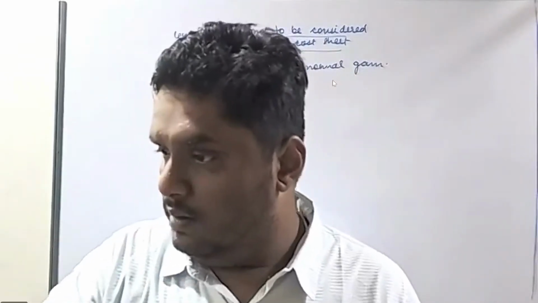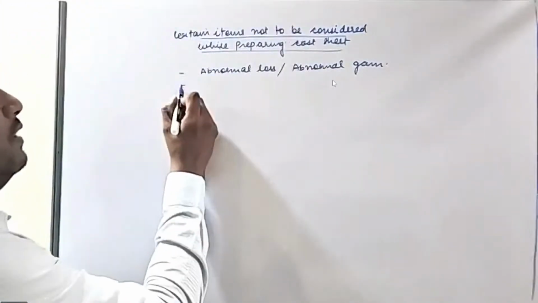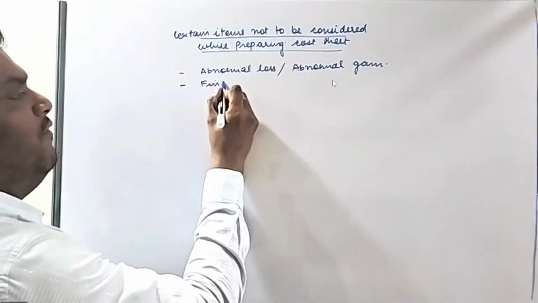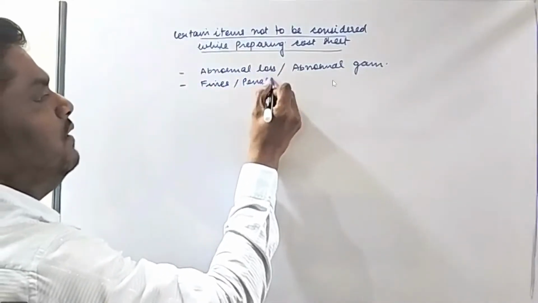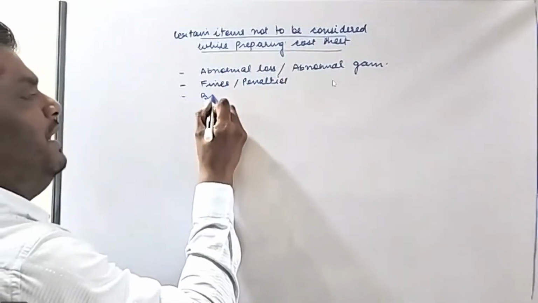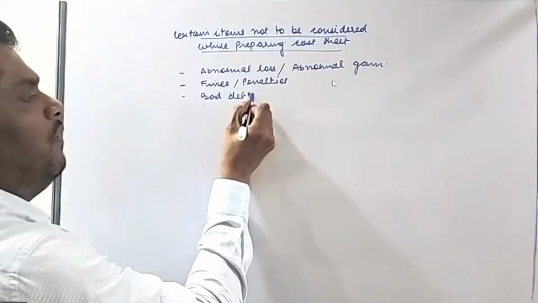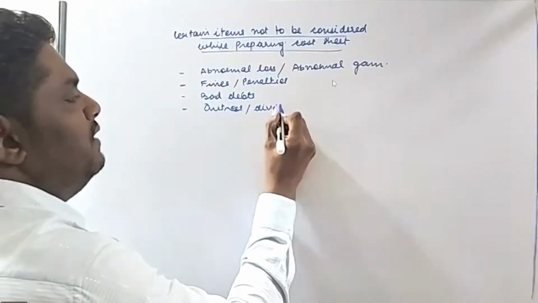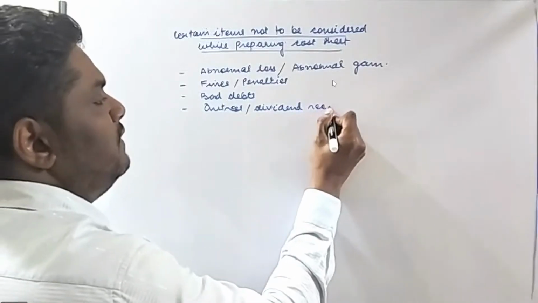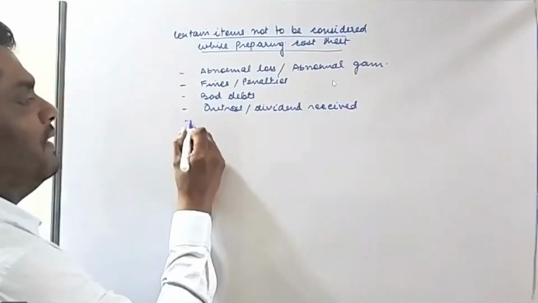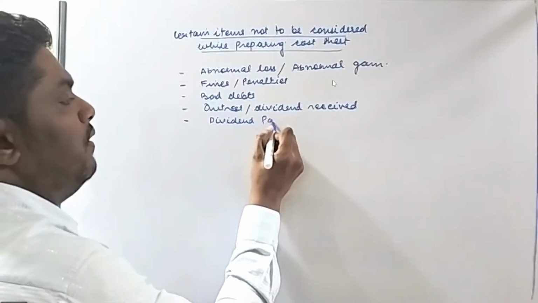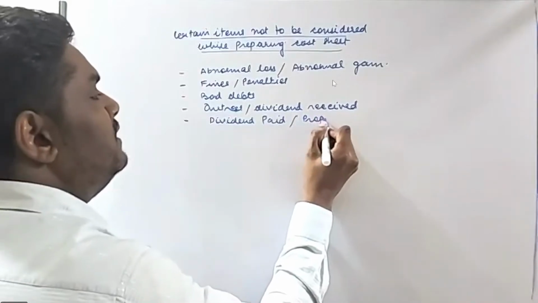So fines and penalties. Very good. Again, any sort of fines and penalties is covered under abnormal costs. Still, fines slash penalties. One student mentioned bad debts. Apart from this, interest or dividend received, dividend paid, or proposed dividend.